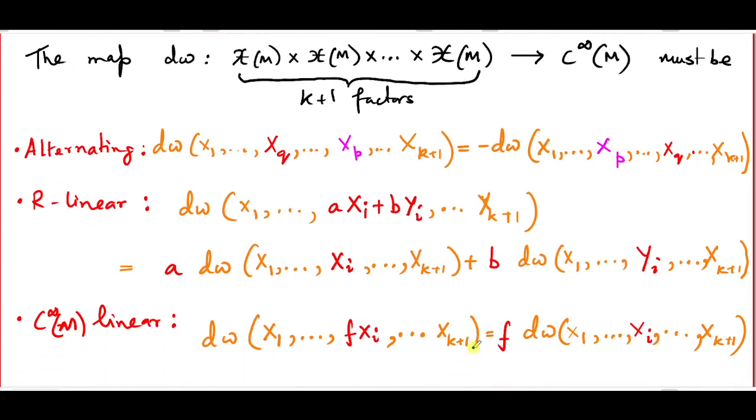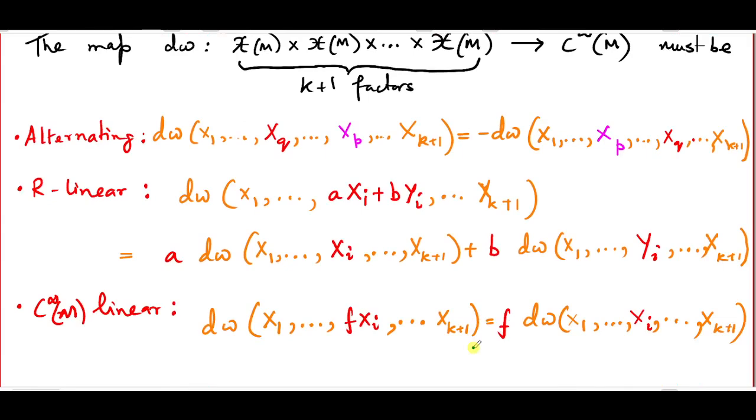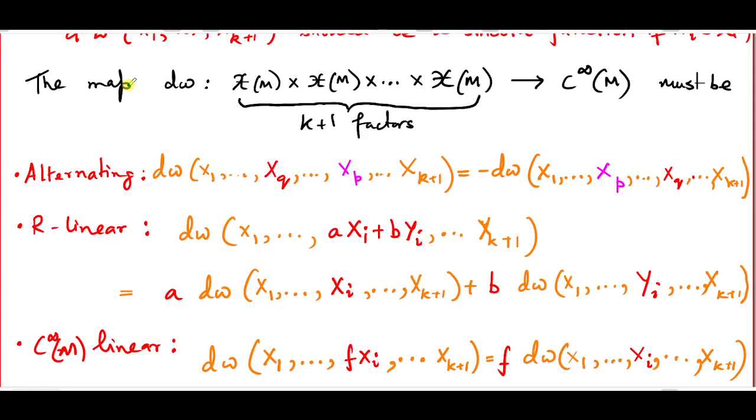It also has to be C infinity linear, that is, if you were to multiply any one of the argument vector fields by a smooth function, that smooth function can be pulled out of the resulting d omega acting on the whole thing. We will now describe a series of attempts at constructing such d omega, or rather, constructing the action of d omega on the set of k+1 smooth vector fields, and many of these attempts will of course fail, but the failure should show us the way ahead.